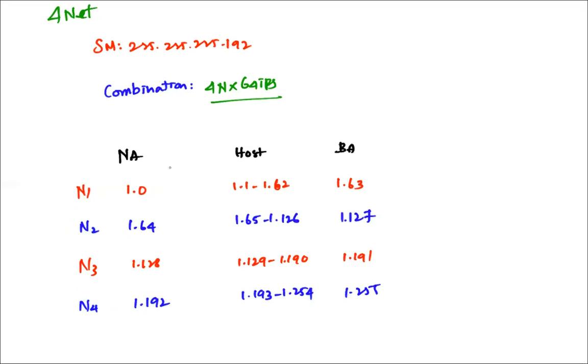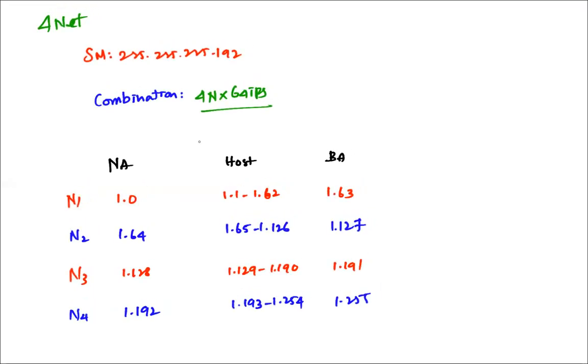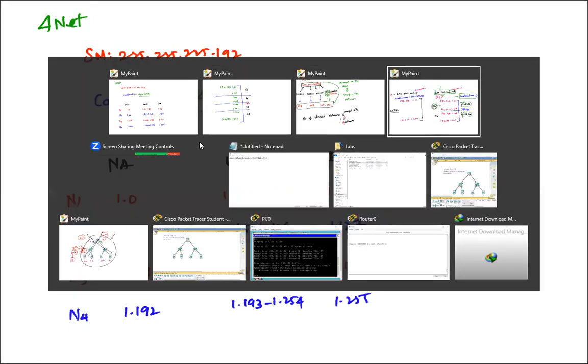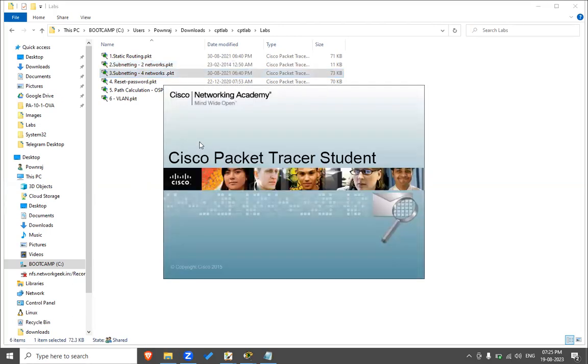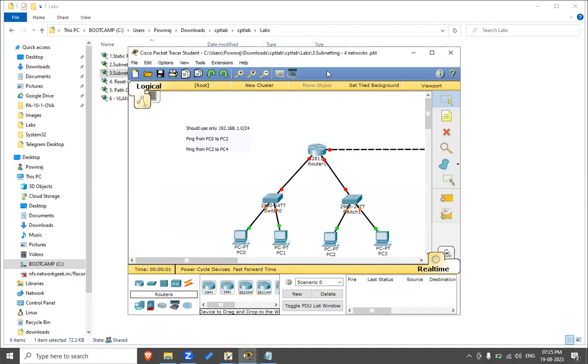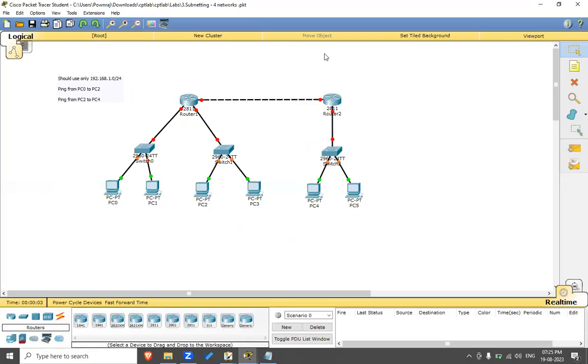Now, I really don't want to do the lab on this because if I start doing the lab, it's going to be time consuming. But I'll tell you the logic. If you really want to do this lab, you can do it. In the same CPT lab folder, in the labs, there is a file called Subnetting 4 network. I'm just going to configure the IP addresses and show you. If you are really interested, you can try it out. So just give me a minute.